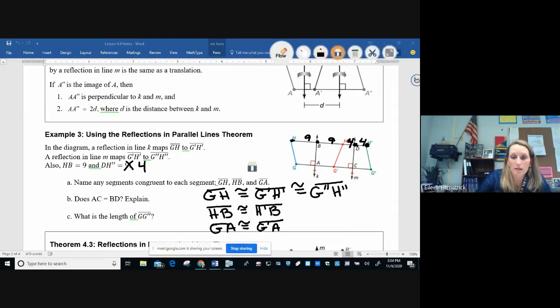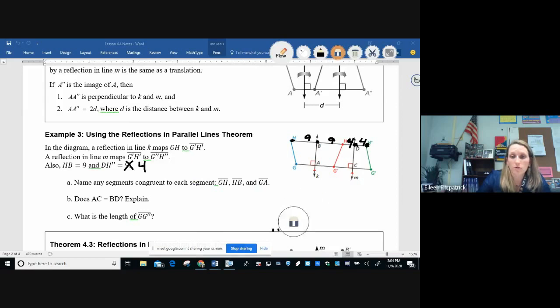The next part says, let's erase all that so we have more room. Does AC equal BD? Explain. So AC, from here to here, is that equal to BD, the distance from here to there? So what do you think? If you're thinking yes, you are correct. You can say yes, AC is equal to BD, but more importantly, why? We learned this in the last chapter.